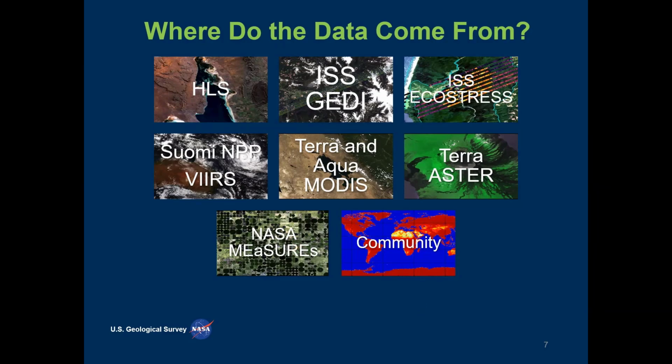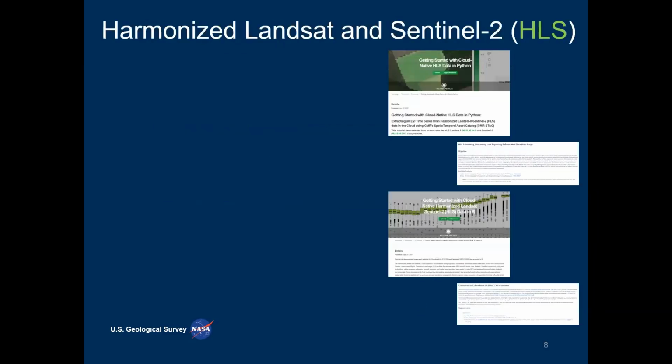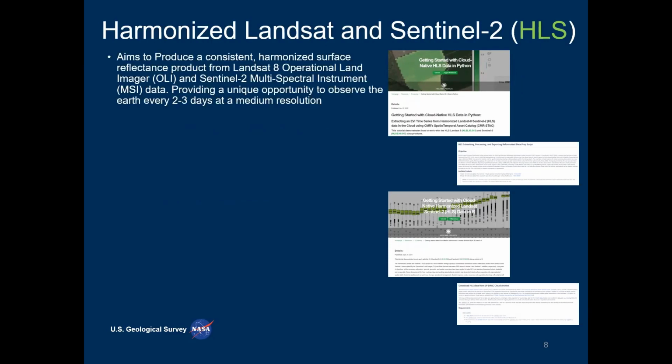But now let's dive a little deeper into our core missions. So first we have Harmonized Landsat Sentinel-2, or HLS. HLS produces a consistent harmonized surface reflectance product from Landsat 8 Operational Land Imager, or OLI, and Sentinel-2 Multispectral Instrument, or MSI data. There are plans to incorporate Landsat 9 into this data soon.